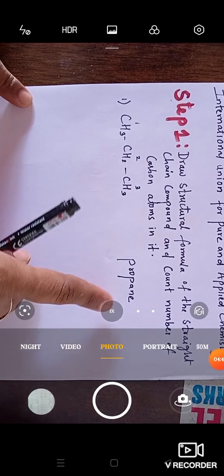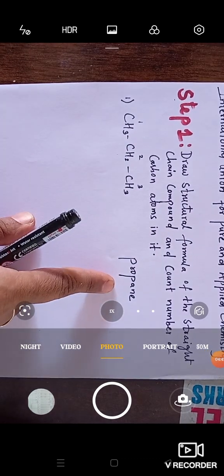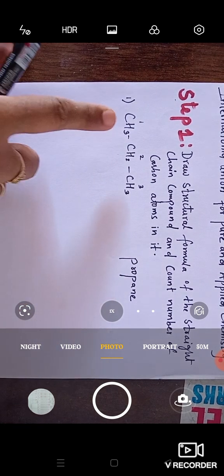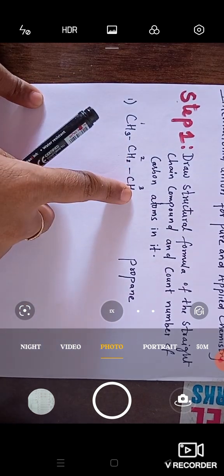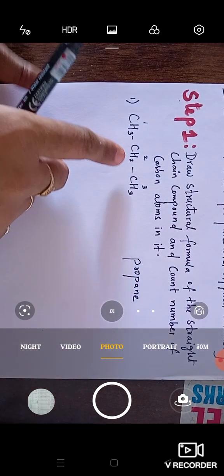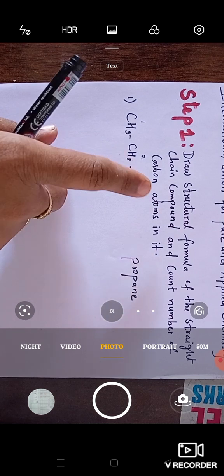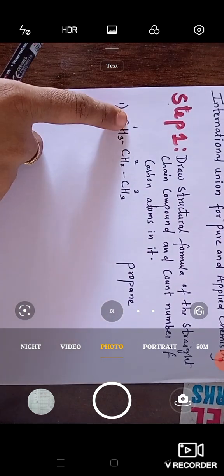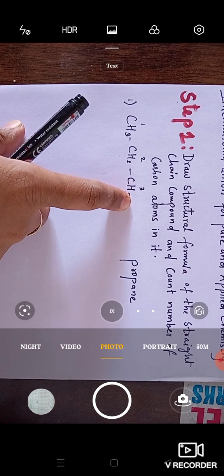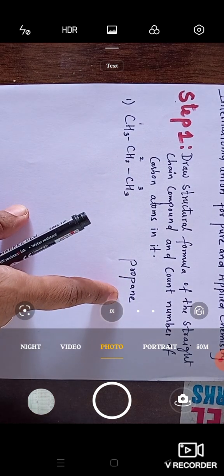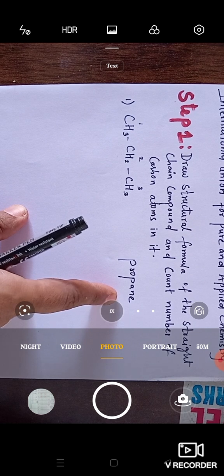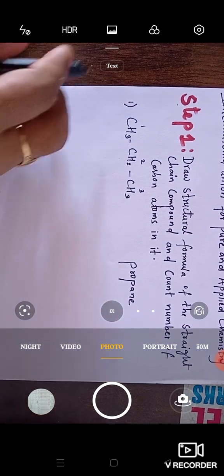So in step 1, we will give the name of the parent. How will we give the name of the parent? We will draw the structural formula in a straight chain compound and count the number of carbon atoms in it. The alkane with the same number of carbon atoms, here 3, that is propane, will be considered the parent alkane of that compound.